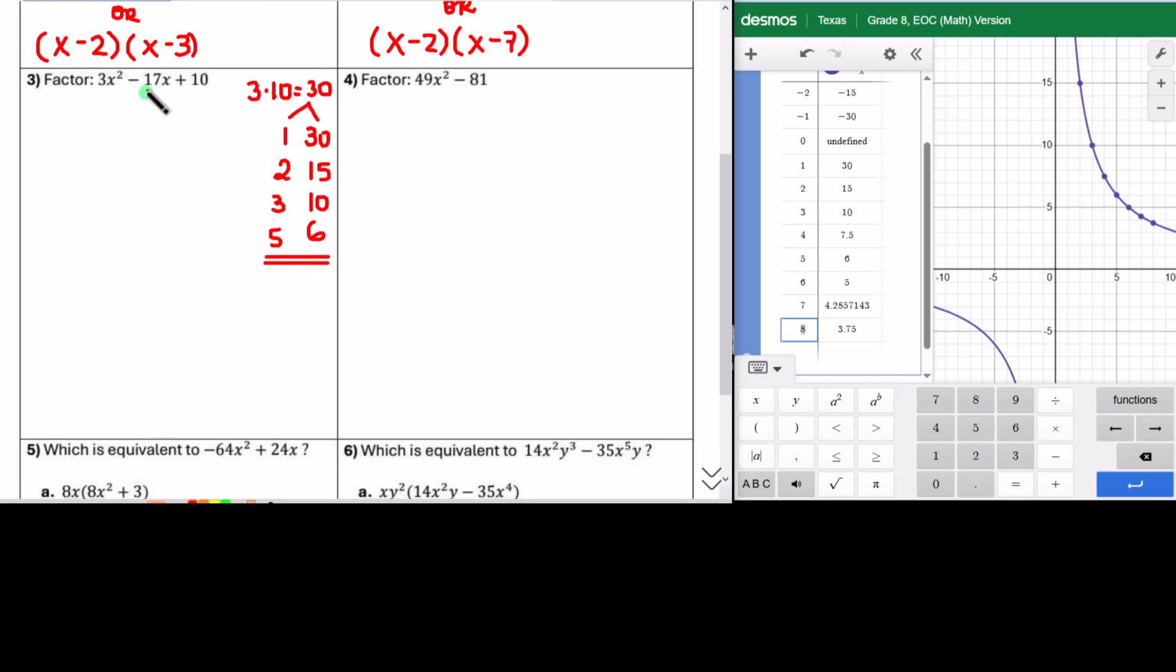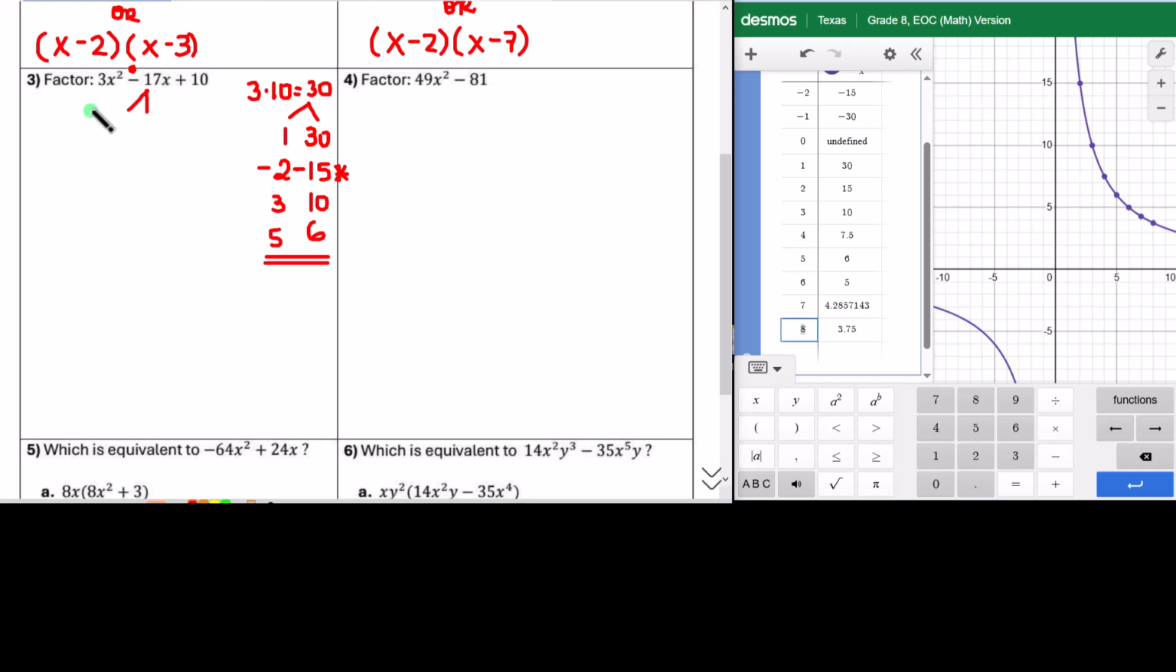Now I'm going to focus my attention on the middle number, which is a negative 17 or just 17. And I'm looking for a pair of numbers that give me 17 if I was to add or subtract. And basically here 2 and 15 gives me 17. The sign here is negative, so I'm going to put a negative on the biggest. And if 15 is negative, what does 2 have to be to give me negative 17? The answer is negative 2.